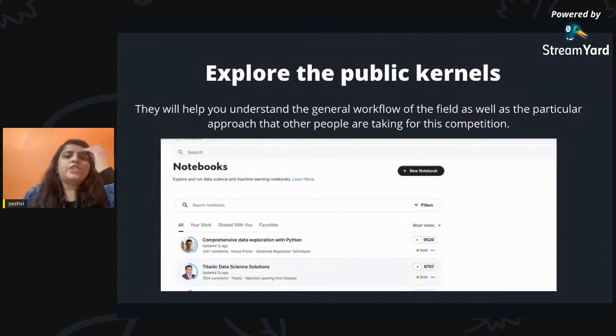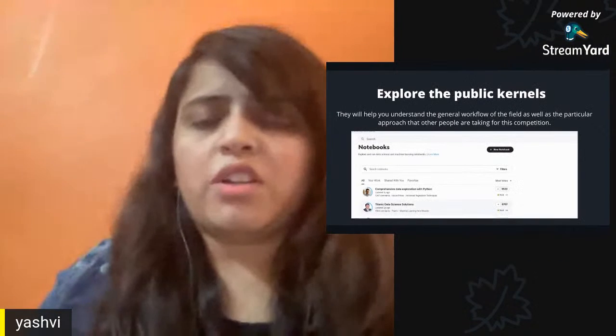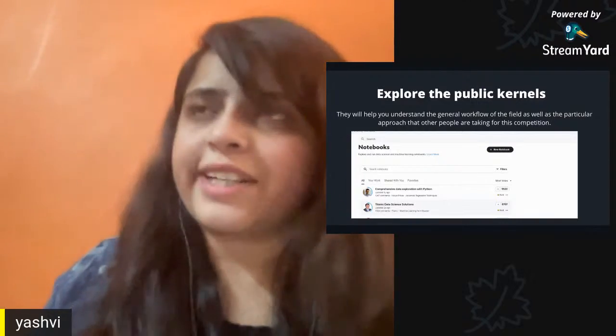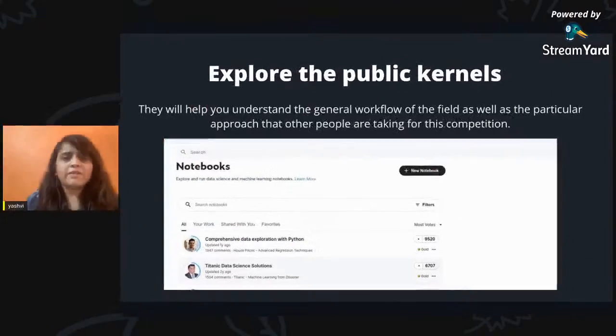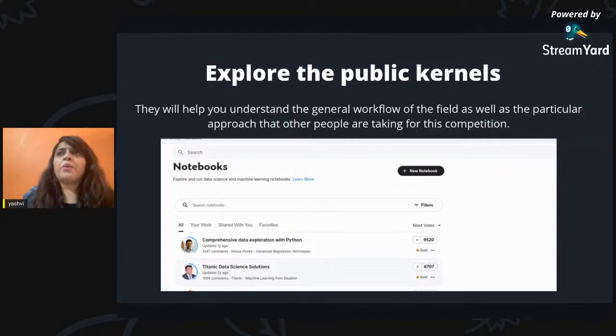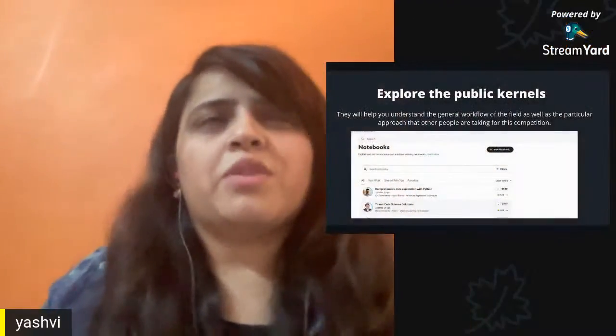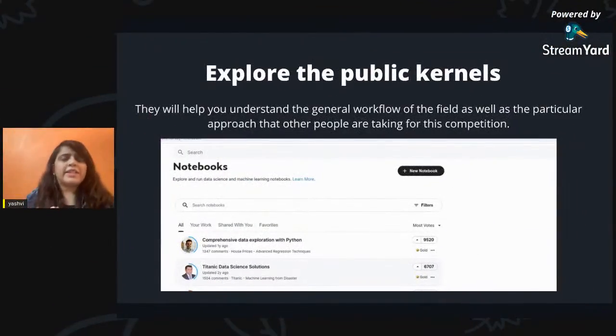Now, the best way to learn in Kaggle is to explore the public kernels. Let's say you are given one data set, and you want to solve one problem using this data set. Now you are exploring other people's notebooks as well. You say, oh, this person did this thing. Okay, now you have learned so much.